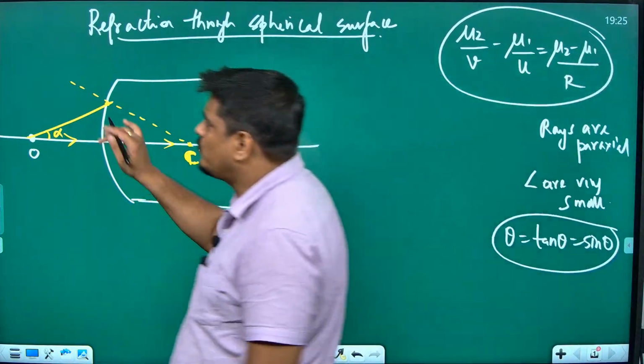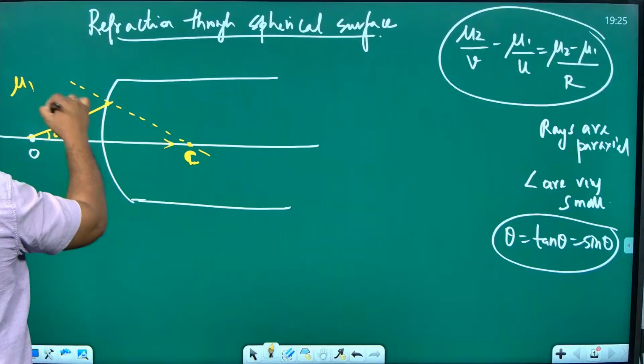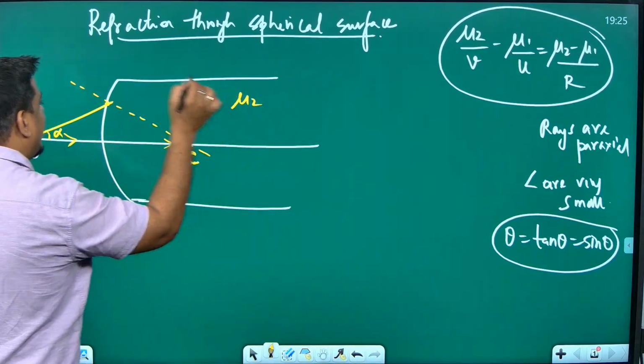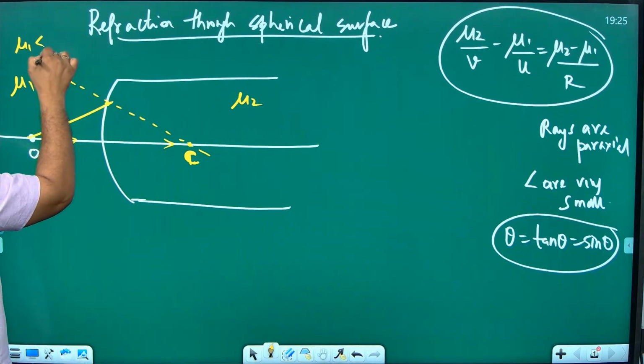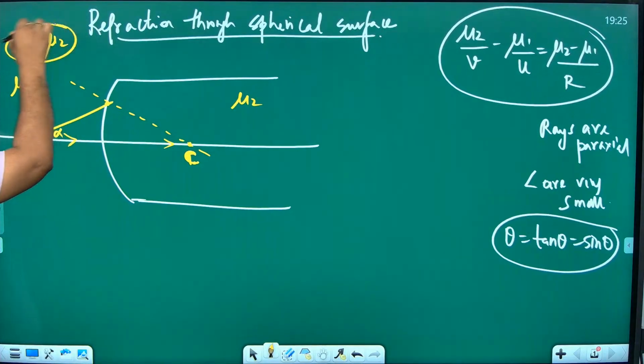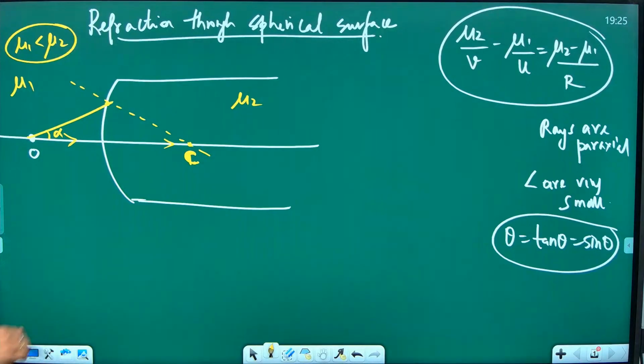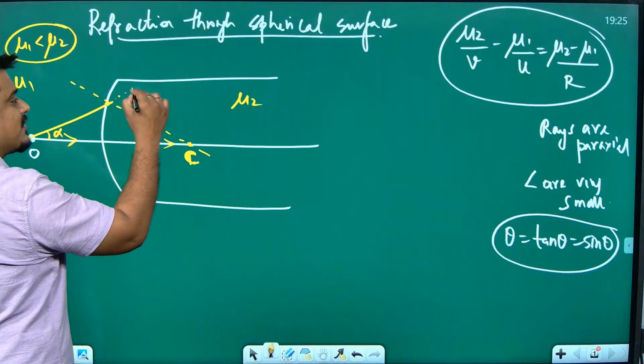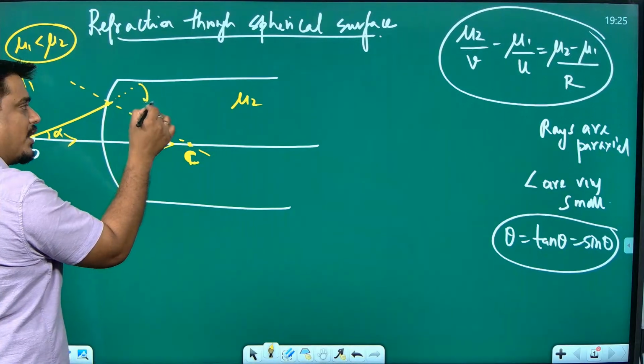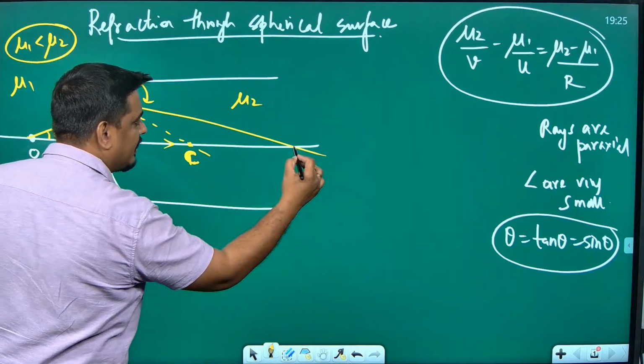Imagine outside medium refractive index is mu1, inside is mu2, and I am assuming that mu1 is less than mu2. It means light is travelling from a rarer medium to a denser medium. How will it bend, towards or away? Towards. So instead of going straight like this, it will bend towards, and it will hit somewhere here.